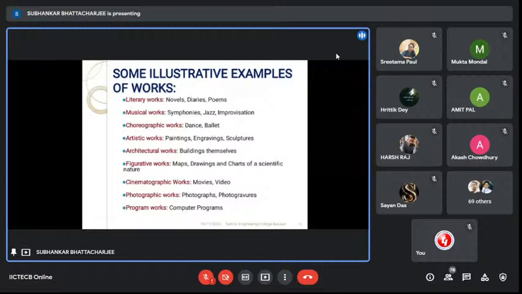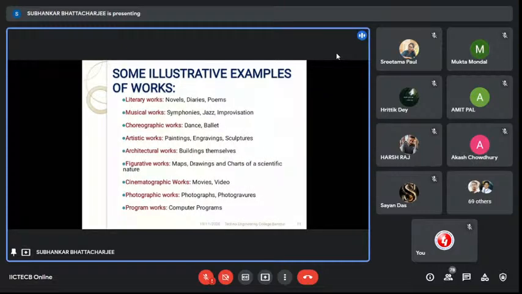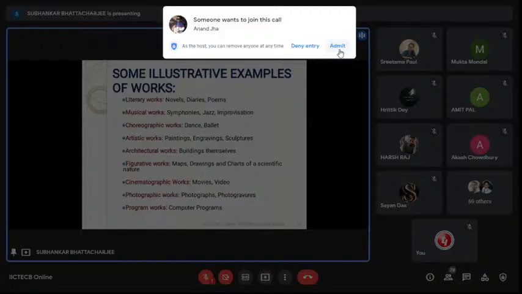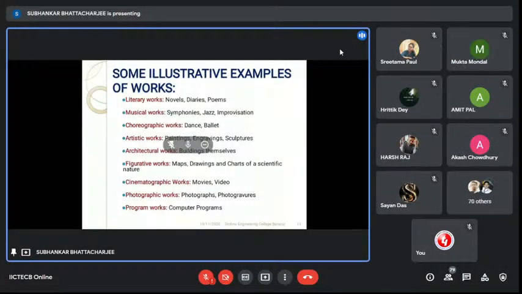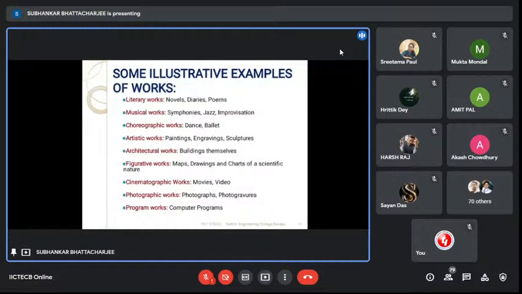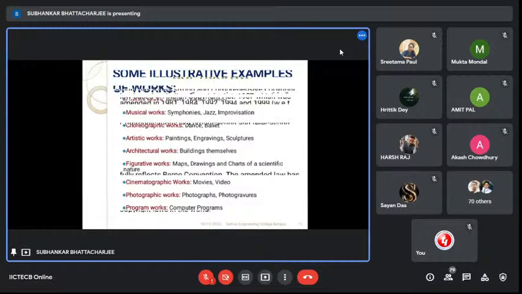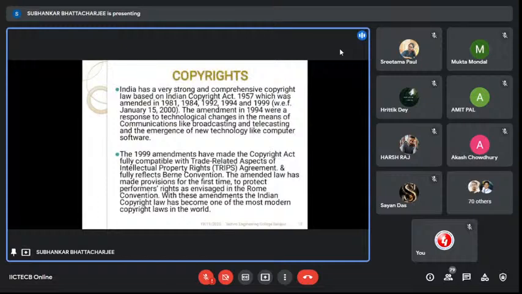Some examples of copyright: literary work, right? Novels, diaries, poems. We can give the designs and symbols. We can give that copyright. Photography, dance, ballet, paintings. These are some examples of copyright, wherever we can use the copyright. Okay? These are the Copyright Amendment Bill.